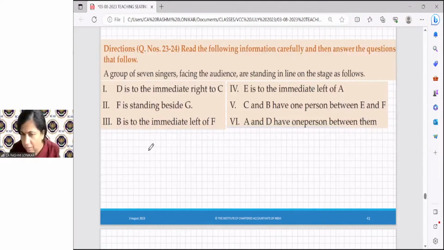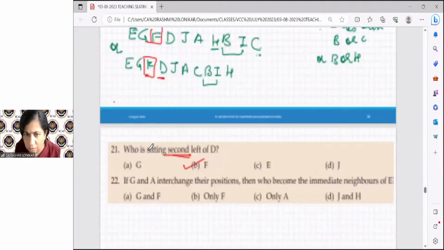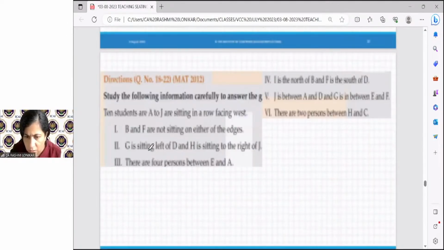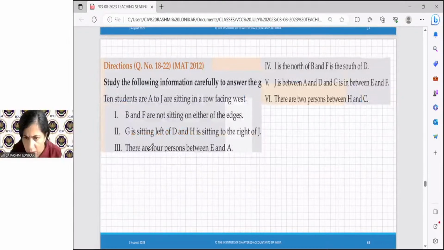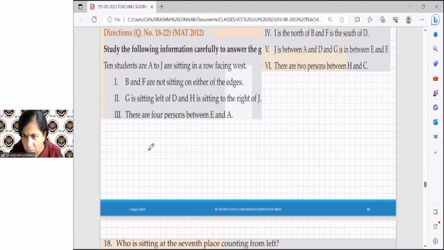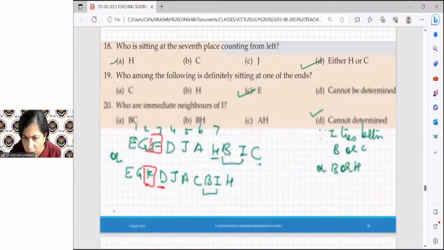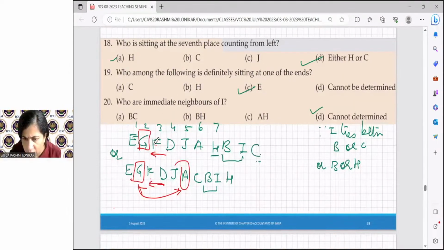Palak, yes, second condition, why is it not satisfied? G is sitting to the left of D. H is sitting to the right of J. D is sitting to the left of G. See, this is D. J is sitting to the left of D. Yes, Palak?